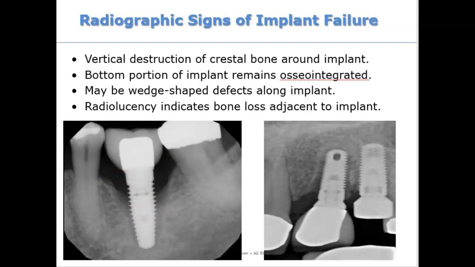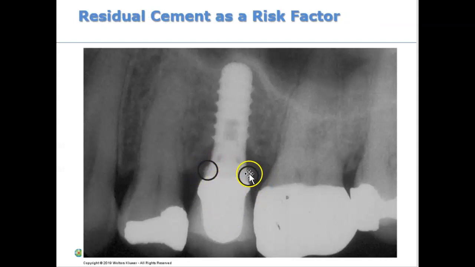Now, sometimes when you're looking at an implant, you might see excess cement that hasn't been removed by the dentist. That could be a concern, and that can cause and aggravate more bone loss. So look at the radiographs, and if you see excess cement, we know that this cement needs to be removed because this cement is aggravating or causing further bone loss.